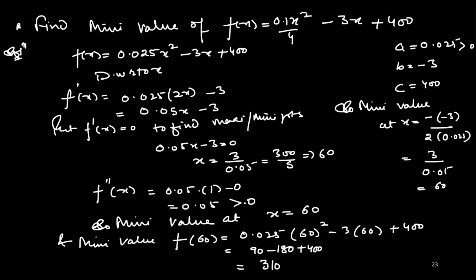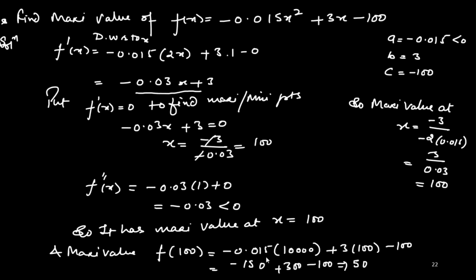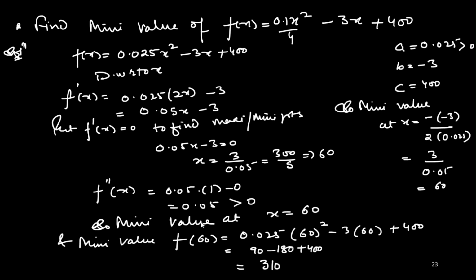So please remember that whenever the double derivative is positive, we will get a minimum value. And when the double derivative is negative, we'll get a maximum value. So please remember this point. First of all, always calculate the first derivative. Put it equal to 0 to find the maximum or minimum point. Check in the second derivative. If the double derivative is positive, then the function has a minimum value. If the double derivative is negative, the function has a maximum value.